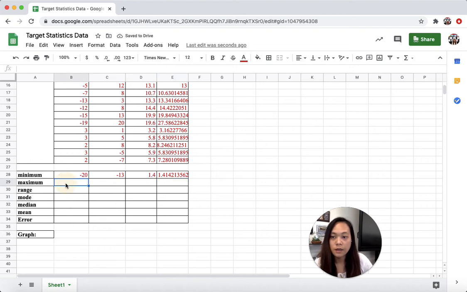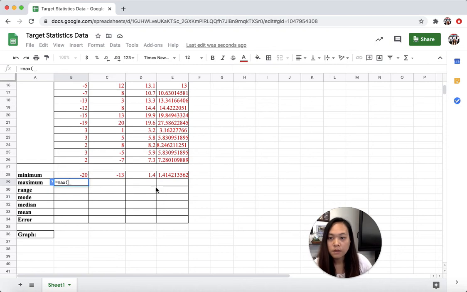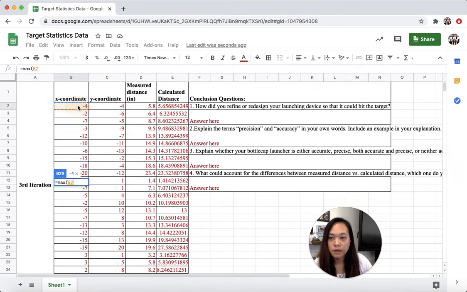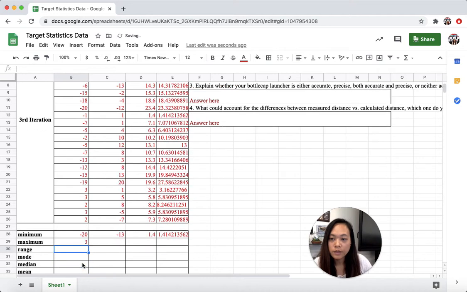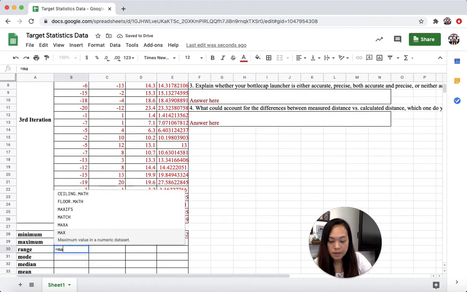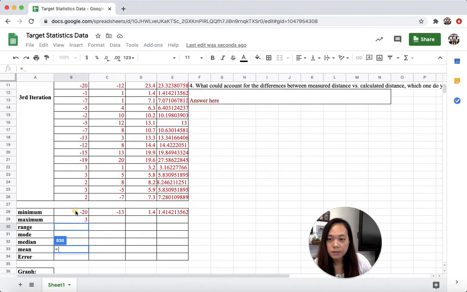Maximum, equals max. And then I want the max for the x coordinate here as well. Okay. And then enter. And then range, my range is max minus min, so I have to type here, I always mess this one up, minus min, enter.